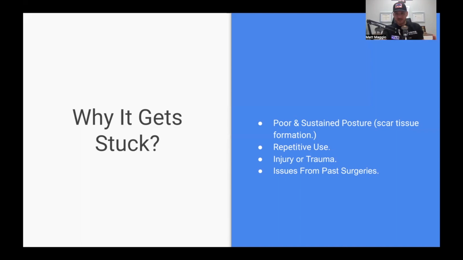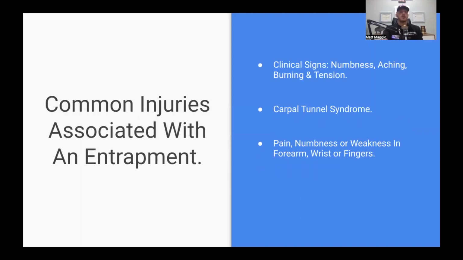And then the client presents with the clinical presentation of carpal tunnel syndrome. So common injuries associated with an entrapment: one is just going to be the clinical signs. Whenever there's a nerve entrapment, they have a hallmark sign of what they're presenting with.